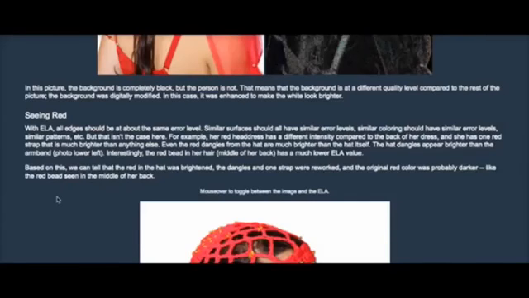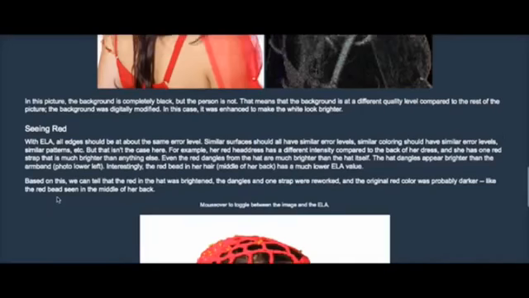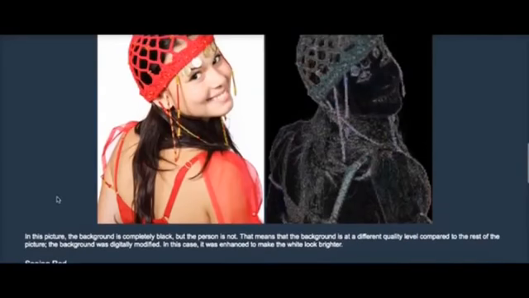The hat dangles appear brighter than the armband, the photo lower left. And interestingly, the red bead in her hair, middle of her back, has a much lower ELA value. Based on this, we can tell that the red in the hat was brightened, and the dangles and one strap were reworked, and the original red color was probably darker, like the red bead seen in the middle of her back. So now we have a bit of an understanding as to exactly what's been enhanced and what hasn't.